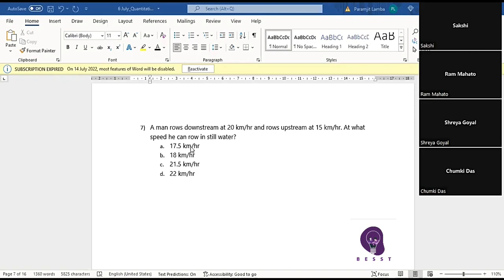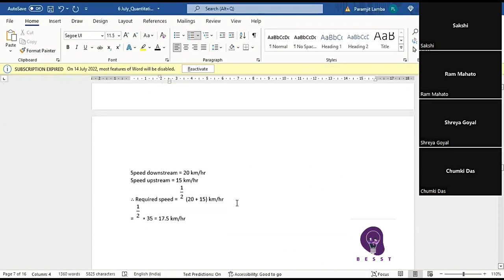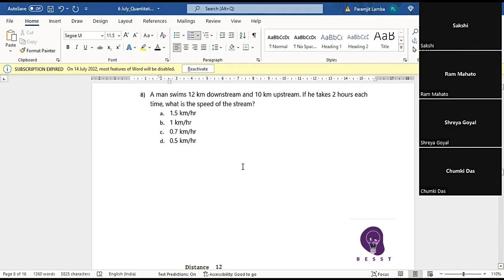You don't need a calculator. You don't need to do this on pen and paper. Easy answer. Mark it as 17.5 and move forward to the next question. A man swims 12 km downstream and 10 km upstream. If he takes 2 hours each time, what is the speed of the stream?